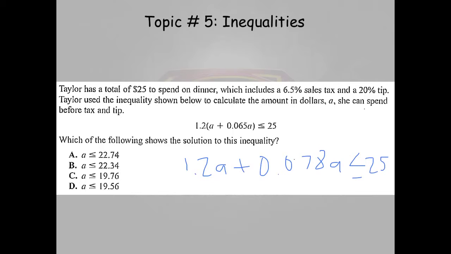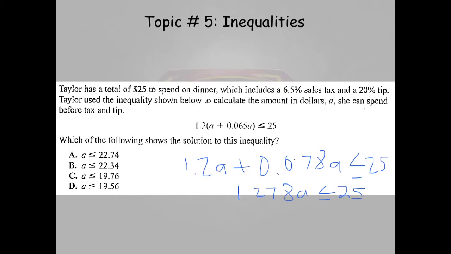Okay, this looks good. The only thing is I see these are like terms. So the best thing to do, if you have like terms, is to combine them. So if I add 1.2 and 0.078, I get 1.278a is less than or equal to 25.